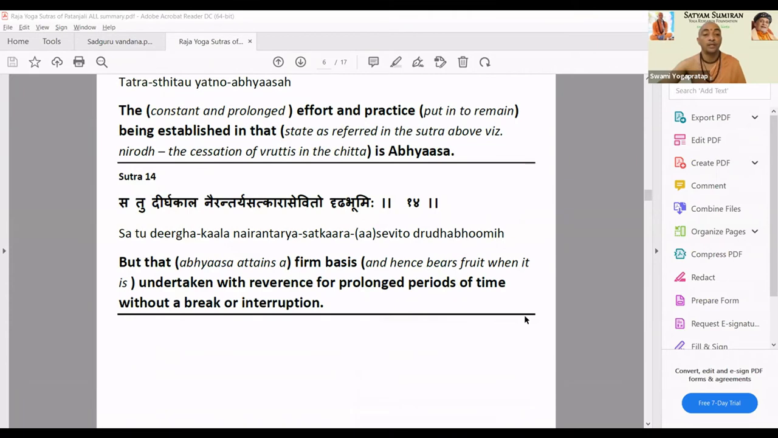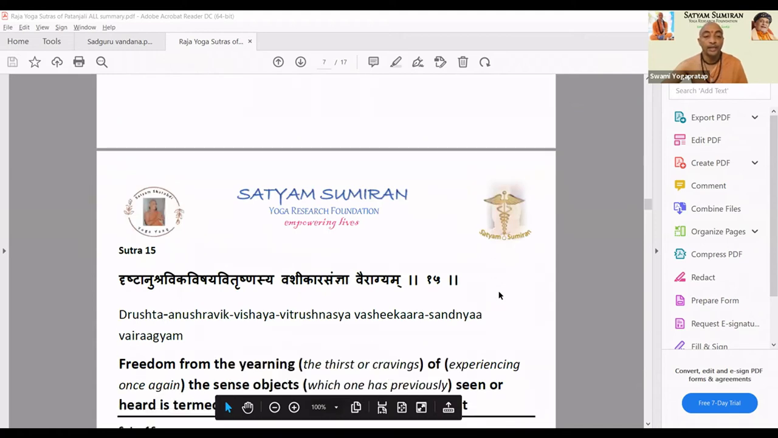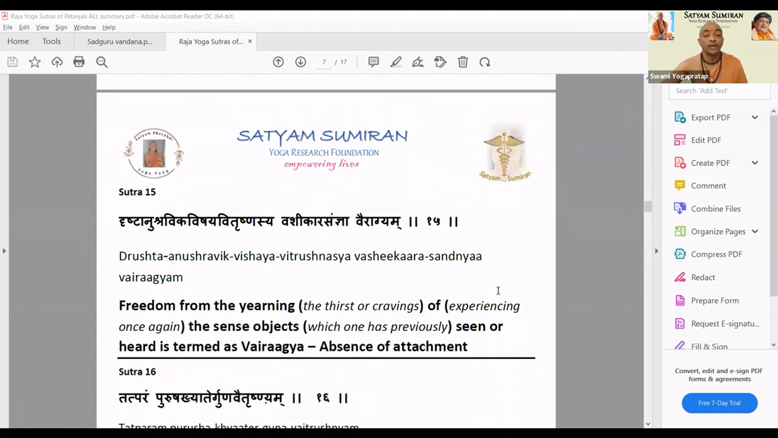What are the attributes of abhyasa? Sa tu dirghakala nairantarya satkara asevito dridhabhumihi. It has to be tatra sthitau yatnaha. But in addition to that, it has to be for a long period of time. That firm basis has to be taken with reverence for a prolonged period of time without a break or interruption. Then it is of value. That is abhyasa.